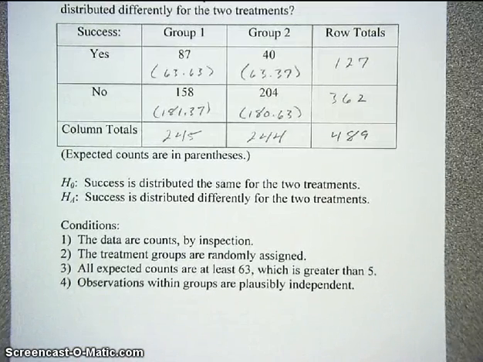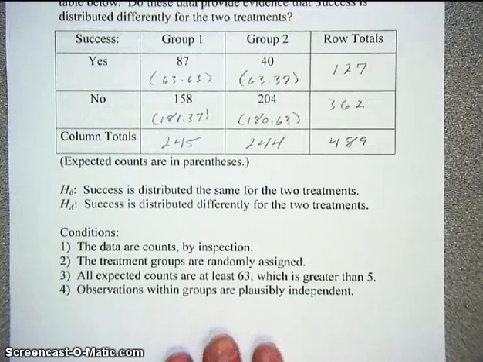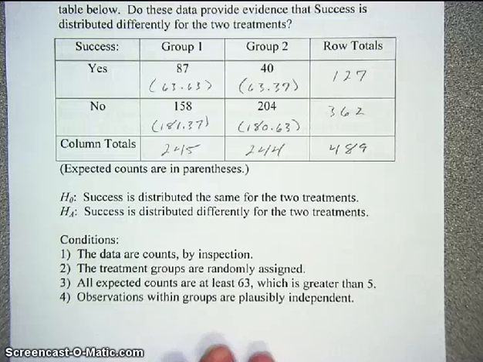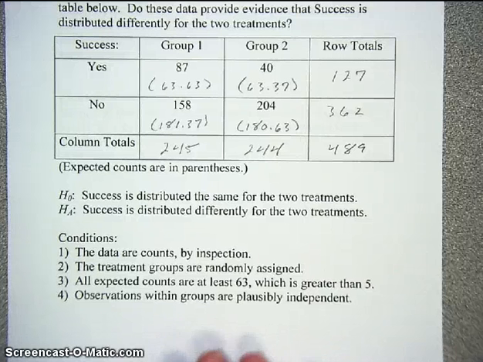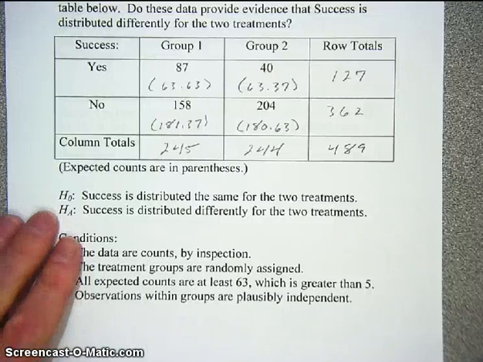Now, the conditions for this test are the data are counts, and they are by inspection. The treatment groups are randomly assigned, so that takes care of the randomization condition. All the expected counts are at least 63, which is substantially greater than 5. And it's plausible that the observations within the groups are independent. So the conditions are met.